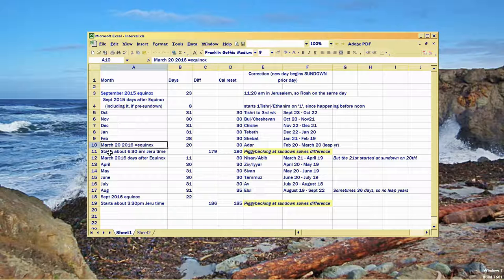It also occurs early in the morning, so not at sundown. So you don't call it March 21st until sundown on the 20th. Okay? Till sundown on the 20th, because it starts at 6:30 a.m. Jerusalem time. All right? So now we have 11 days after that.